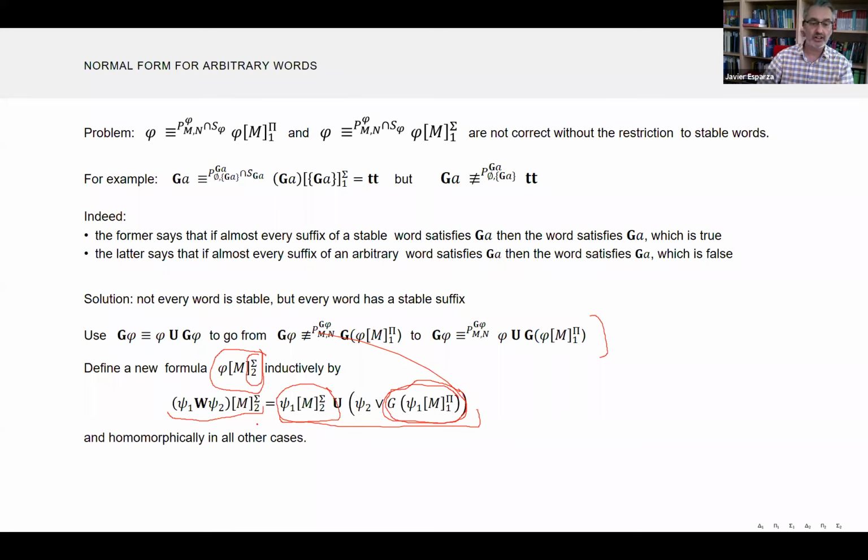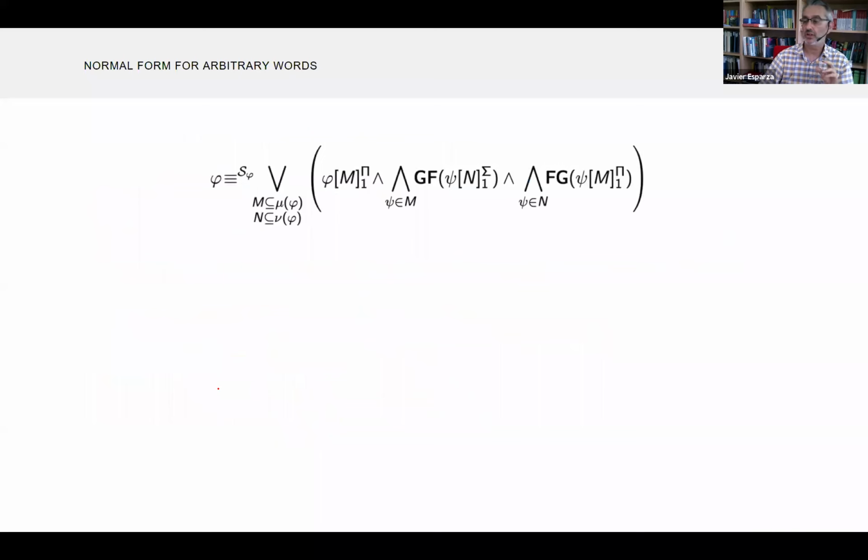And for all other cases, for example, the case of a conjunction, what is the result of applying the procedure to a conjunction? It is the result of applying the procedure to both conjuncts and taking the conjunction. It's the same for disjunction, and the same for next, and the same for negation, and everything. All those cases are defined homomorphically. Okay, so this is the only really important point. Well, so once you have that, then this gives you the result.